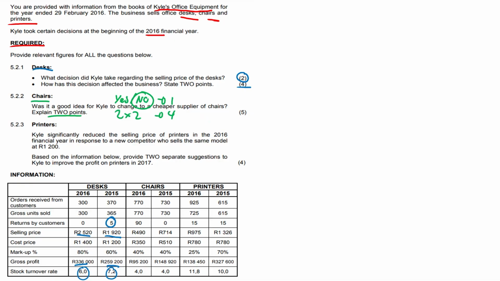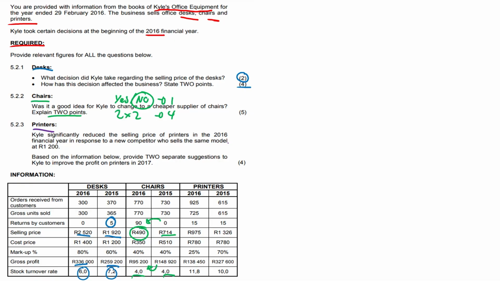The gross profit decreased from 148,920 to 95,200. The returns increased from 0 to 90. Ooh, that's very, very bad. We're selling bad quality goods. The cheaper price of 490 rands, so now from 714, it decreased to 490. That cheaper price did not affect the stock turnover rate, which remained constant. So we're selling stock at the exact same rate. So no, bad decision. And let's take a look at printers.